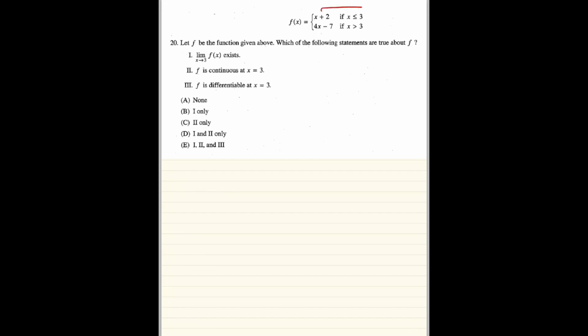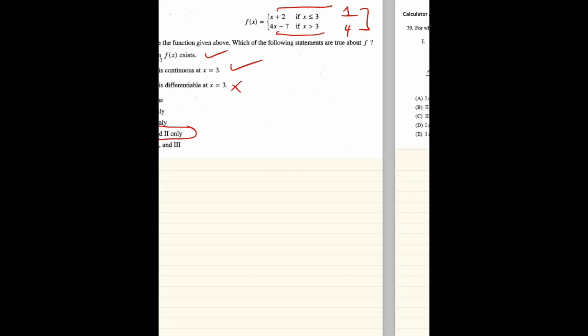I know we haven't discussed derivatives yet, but some of you might know the power rule. The derivative of this guy here is just 1, and the derivative of this guy here is just 4. These two don't match, therefore it's not differentiable. If you guys don't understand choice 3 yet, that's okay. It's not your fault. I didn't teach you guys derivatives yet. But I hope everybody gets number 1 and number 2. And just remember that if a function is continuous, then the limit does exist.